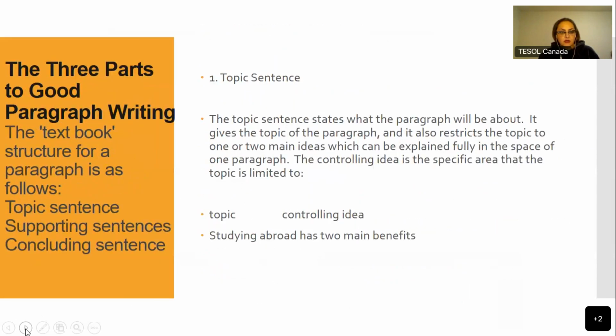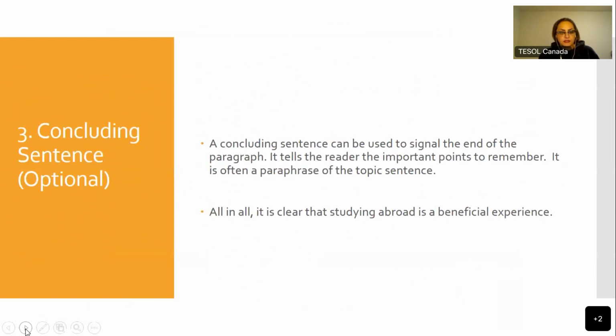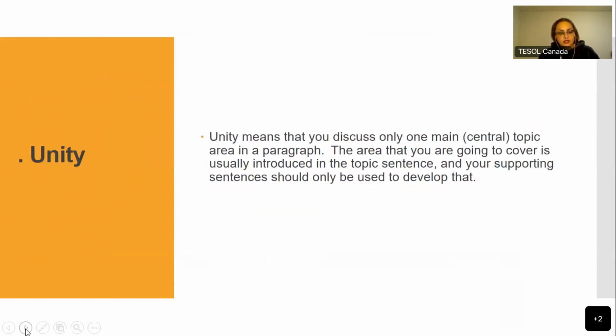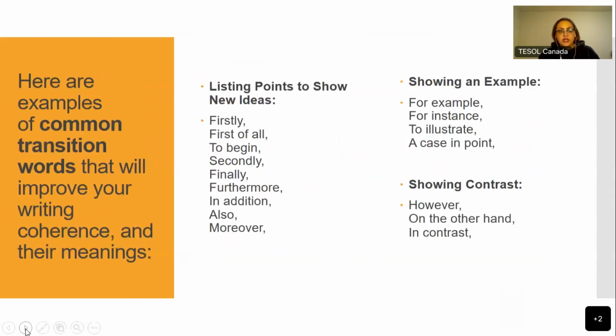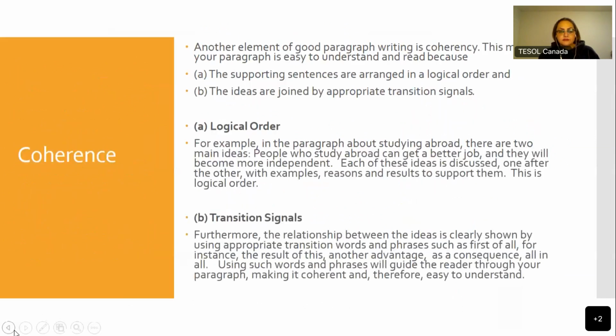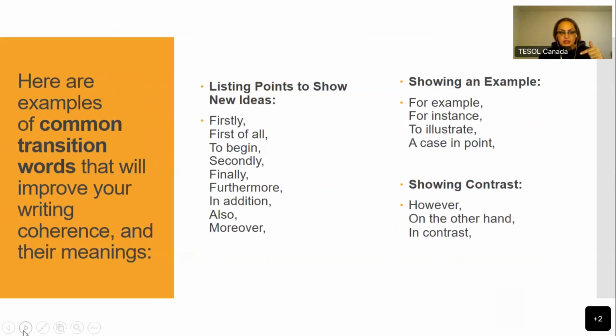Okay, so I talked about the topic sentences and conclusion, and now talk about coherence and cohesion. For coherence, you think about the logical order of the paragraphs and transitions, okay?